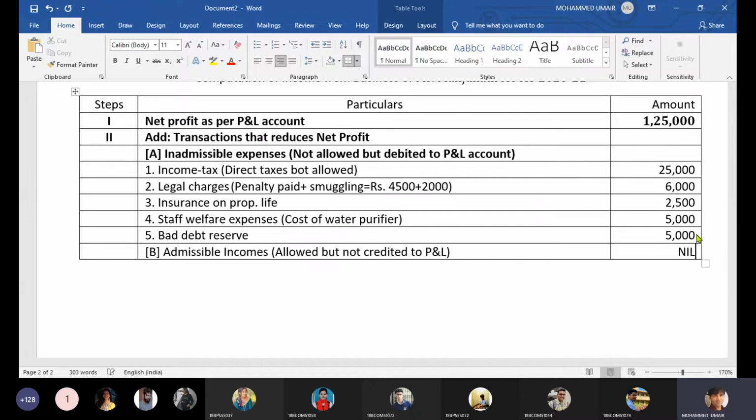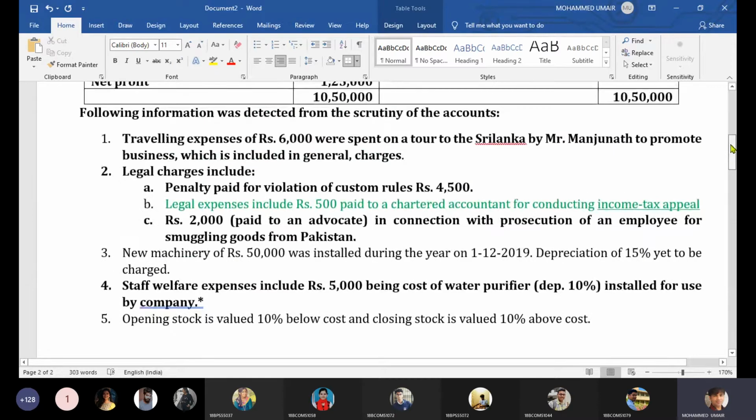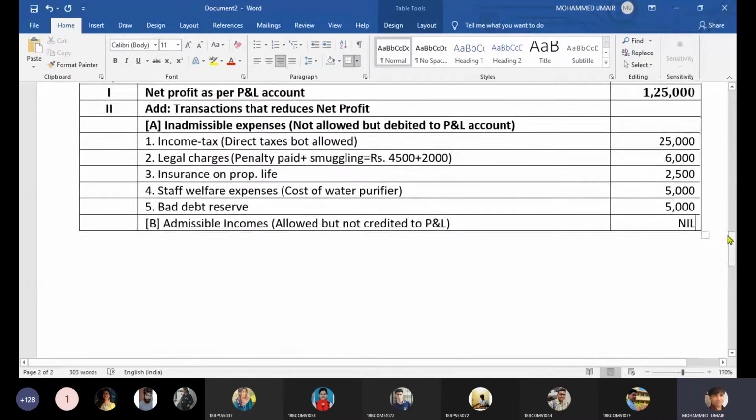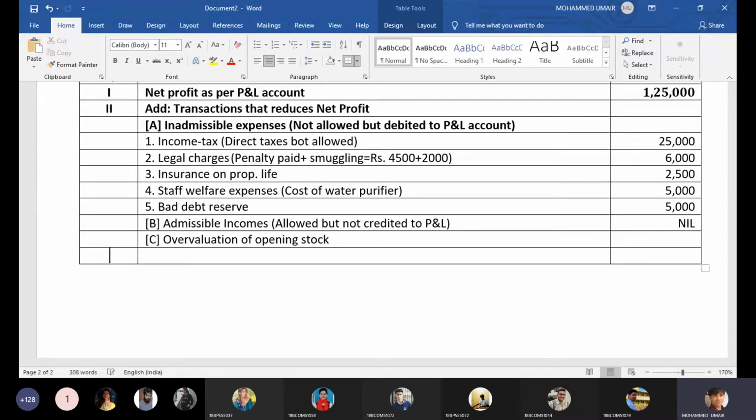Now in this question, if you look at the adjustments, there is no adjustment related to unrecorded income. So we do not have any unrecorded incomes. So it's not there technically. Now next, let's write stock adjustments. Overvaluation of opening stock. Undervaluation of closing stock.